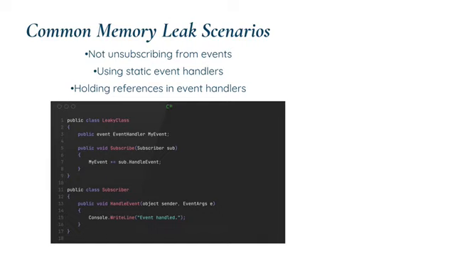In C#, one common cause of memory leaks is strong event references. When an object subscribes to an event, the event publisher holds a strong reference to the subscriber. And this means that even if the subscriber is no longer needed, the garbage collector cannot clean it up because it's still referenced.